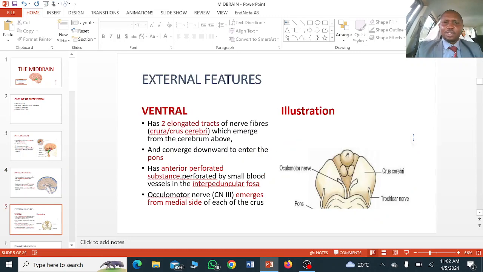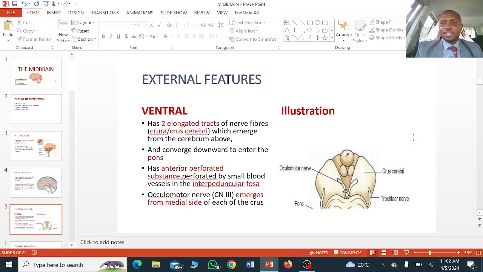Focusing on the external features, at the ventral aspect, we are able to see 2 elongated tracts of nerve fibers, which are called crus cerebri. They come from the cerebrum above, and they converge downwards towards the pons, and they enter the pons.